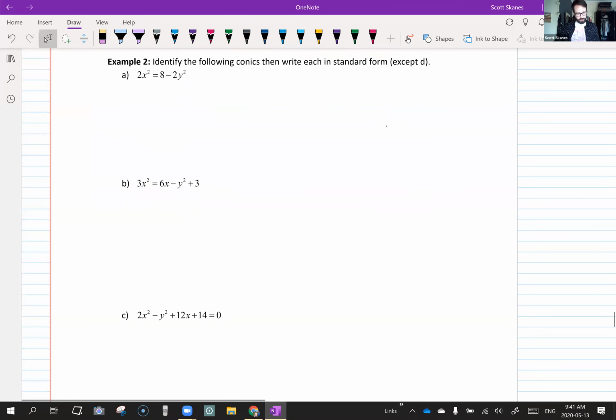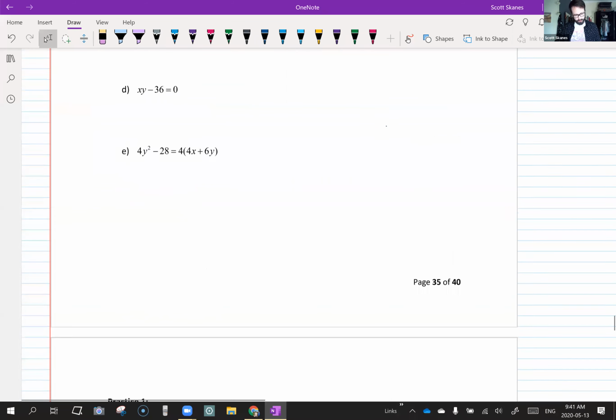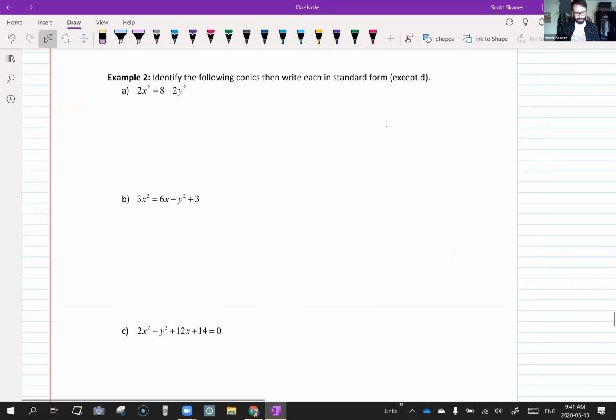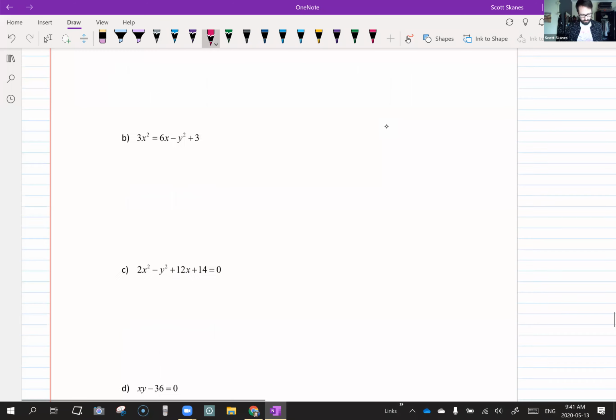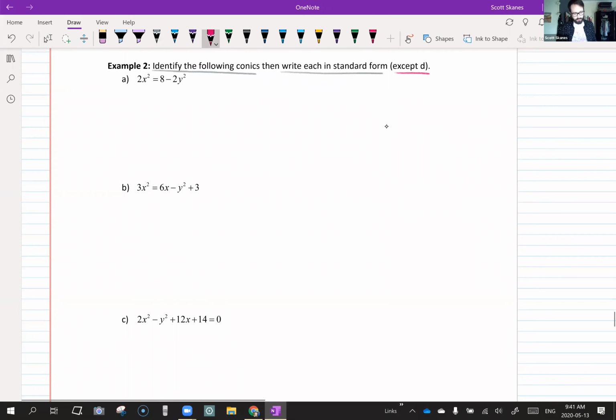So these questions, I don't think these were done by Tom. They're all basically the same, honestly. Let's give it a shot. So for example 2, it says we need to identify the following conics. Is it a circle, ellipse, parabola, or hyperbola? Identify them, and then write each in standard form, except D. Why does it say that? What's D? Oh, D is a special case.